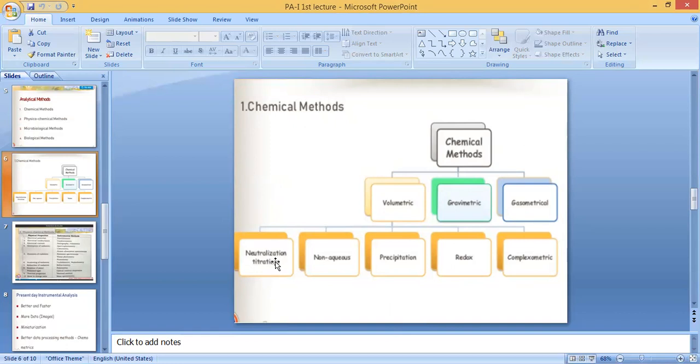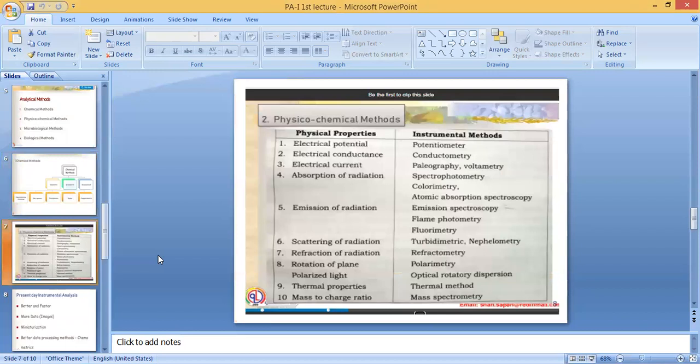That we are going to study stepwise in the next unit. So this is the major classification of chemical method of analysis. Next is the physico-chemical method of analysis, which is also known as instrumental method of analysis. So instrumental method of analysis is based on the relation between the content and corresponding physico-chemical and physical properties of the chemical substance being analyzed.